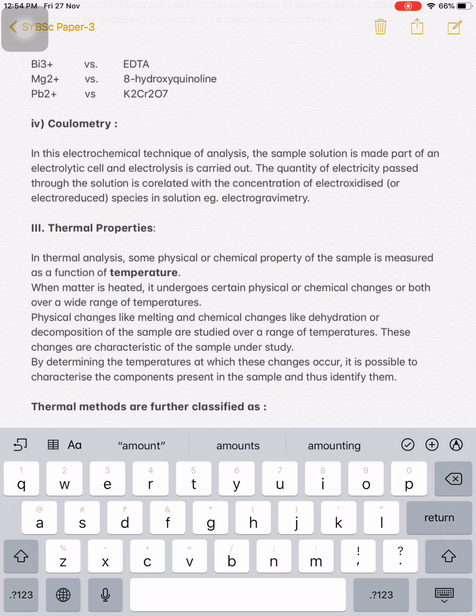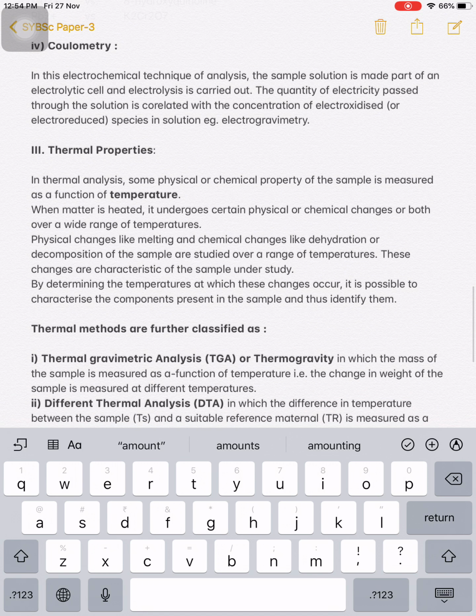Coulometry, in this case, the same here, the sample solution is made a part of an electrolytic cell and electrolysis is carried out here. The third property by use of which we differentiate again the instruments is a thermal property.